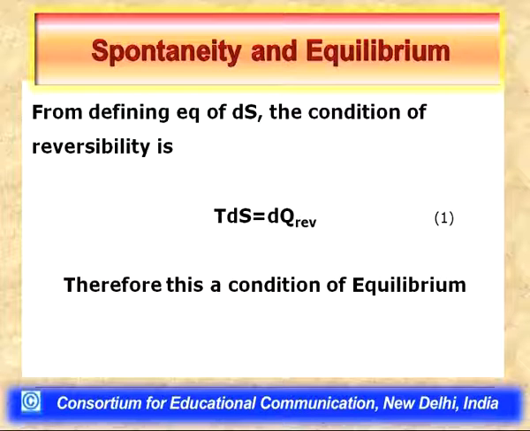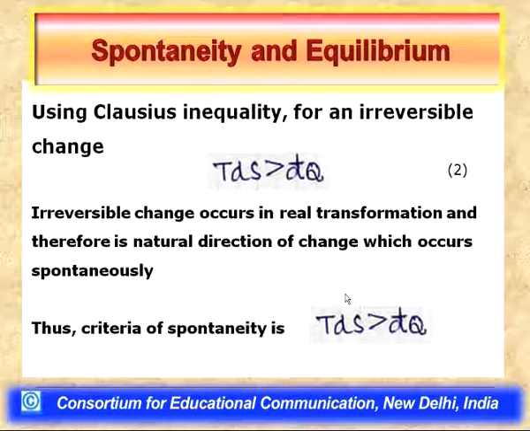So, therefore, the condition of equilibrium is this equation 1, that is TdS equal to dq reversible. Having said this, now what is Clausius inequality? What it says for us? It says that for an irreversible change, TdS is greater than dq, whatever the heat involved. We would not write reversible here. Why? Because we are talking about irreversible changes.